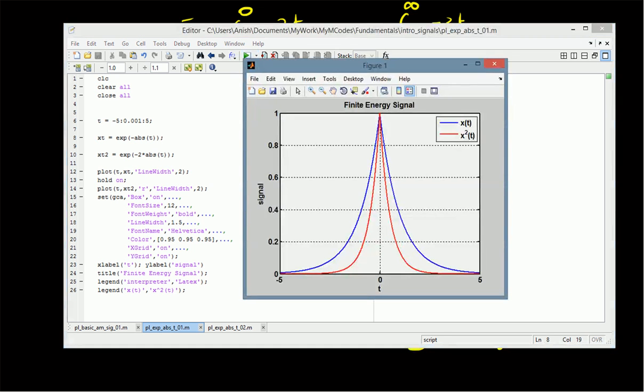In this case, the blue curve is the signal x of t equal to e power minus mod t, and the red one is e power minus mod t whole square, or e power minus 2 mod t. So clearly we can see that these two signals are of finite duration, that is, on the time scale they actually become 0 after certain values. In other words, the areas under these curves are finite values, which means the energy is also finite, and the signal is of finite energy.